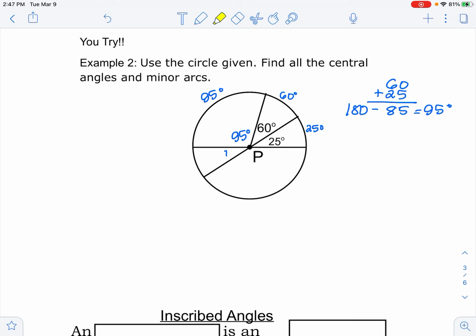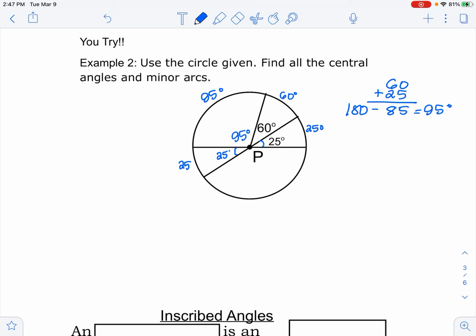Okay, next I'm going to get this angle. I can see here that I see an X, like that, right? So that means that 25 degree angle and that angle that I put a question mark in that looks like a 7 now, they are congruent. So this angle and this angle are congruent, so they're both 25. So that means this arc is also 25.